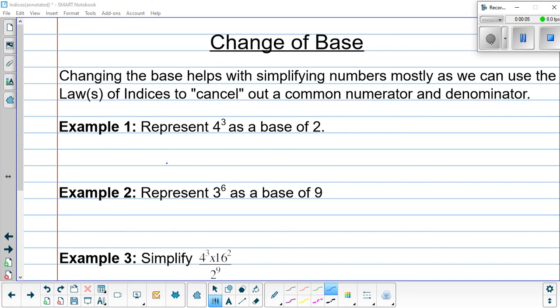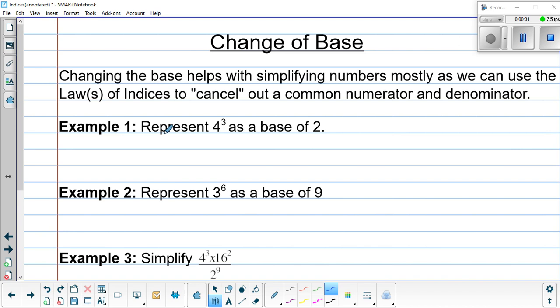So changing the base can help us simplify numbers, mostly as we can use the laws of indices to cancel out a new common numerator and denominator. Sometimes they just ask you to change the base, like we have for the first couple of examples. Other ones, you'll see where we start to use this change of base to really help ourselves out without a calculator. This is largely used for non-calculator methods to simplify and solve indices.